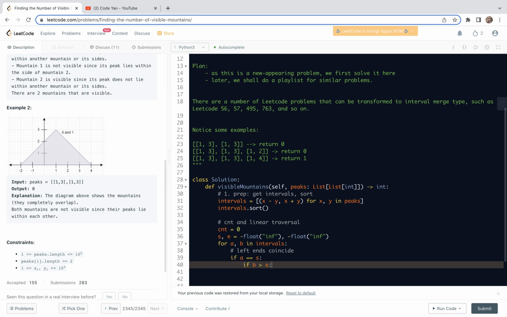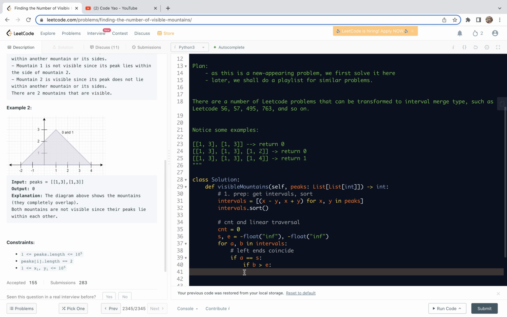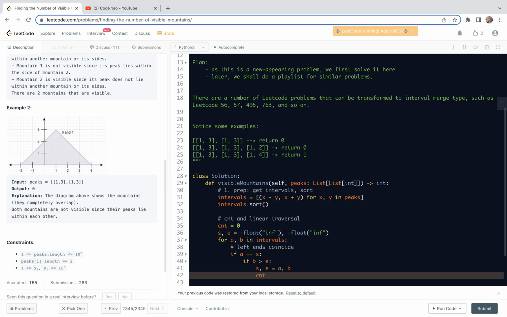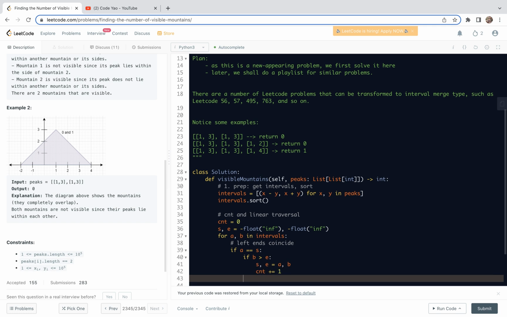B, if B is greater than E, then we are seeing a new high mountain, right? So in this case, if it's the first time we see a new high, we are going to reset SE by AB and make the count plus 1, right? So this is the one situation we treated.